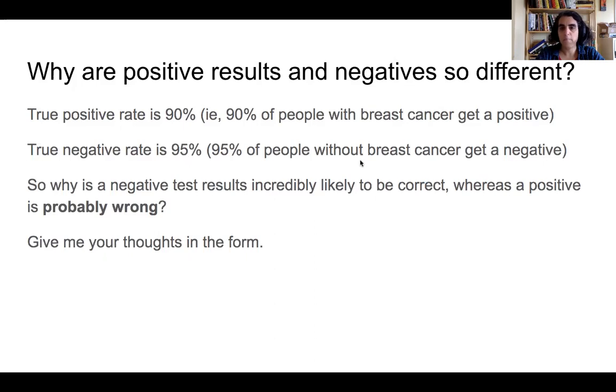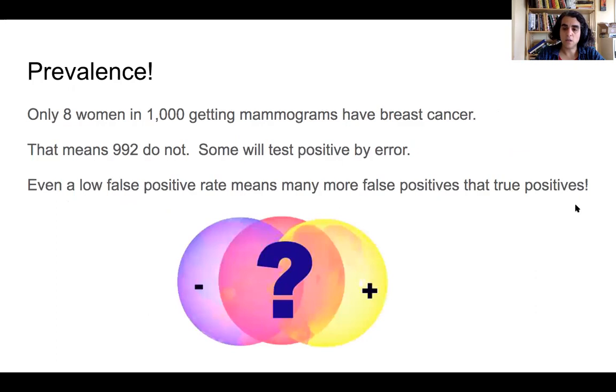Okay, welcome back. Turns out this is all about the prevalence of the disease in our testing population. Remember, only 8 women out of 1,000 who get mammograms, that was 800 out of our 100,000, actually have breast cancer. That means 992 women in 1,000 do not. And some of those are going to test positive by error. You get some false positives. So that means that even a very low false positive rate, a small number of false positives among these 992 women, is still going to be a lot of false positives compared to the true positives from these 8 women.